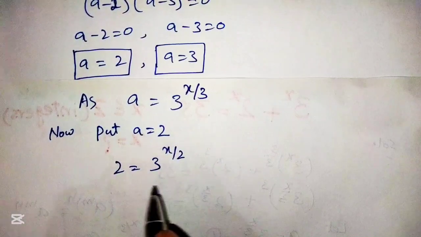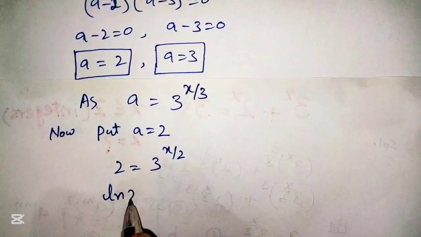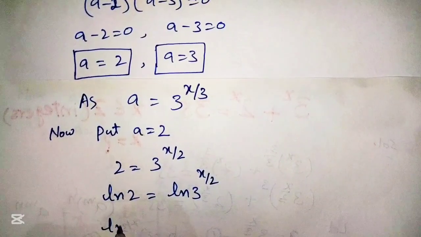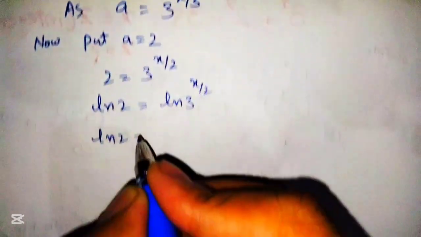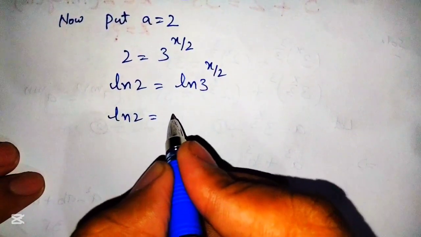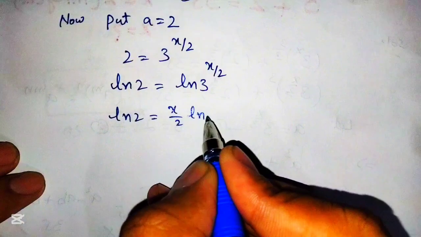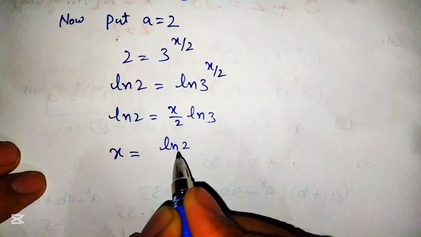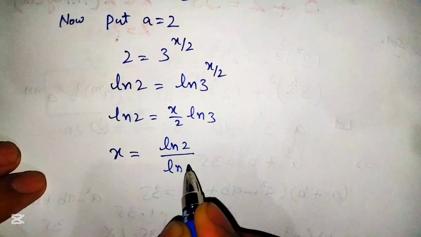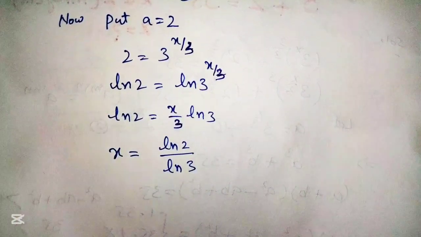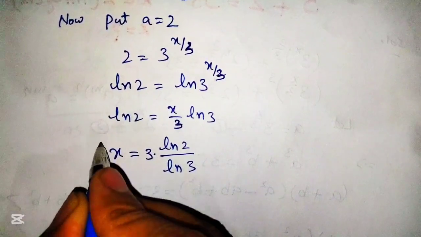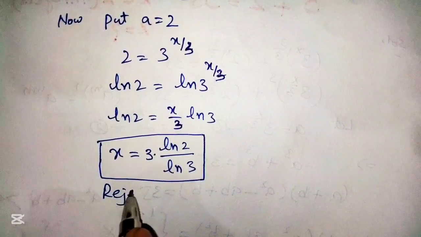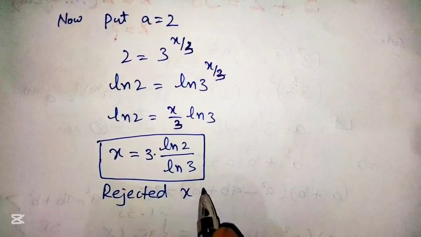Now to find the value of x, we will take natural log on both sides. We will get natural log of 3 raised to power x over 2, and simplifying this, we will get x over 2 into natural log of 3. From this we can find the value of x as natural log of 2 over natural log of 3 into 3. So this is the value of x, which is rejected. This value is rejected because x belongs to integers.